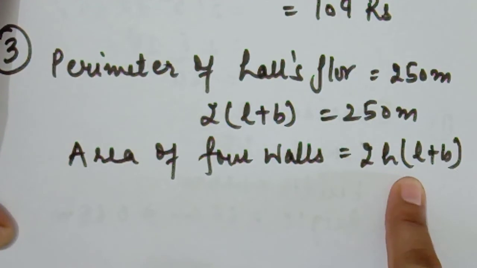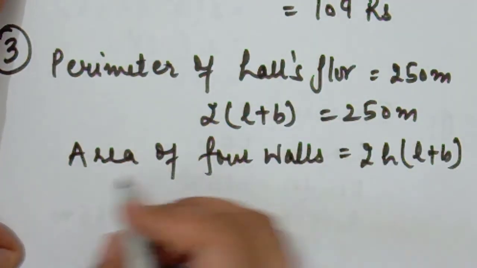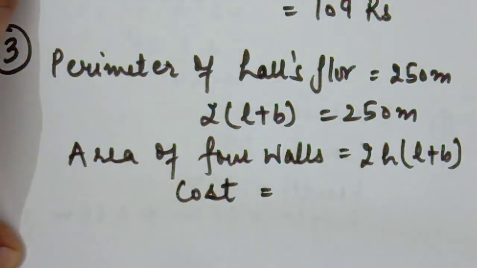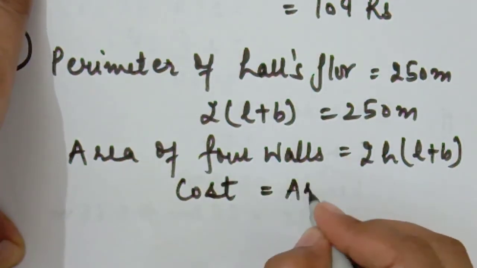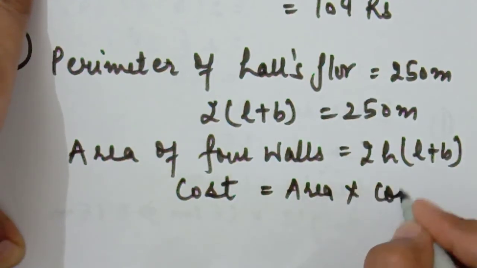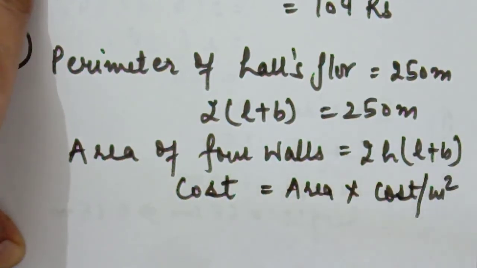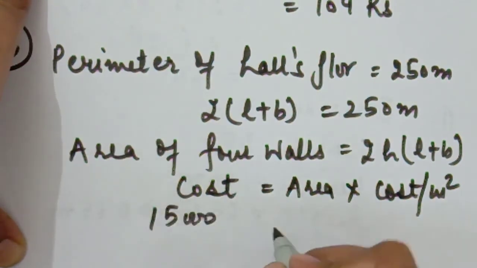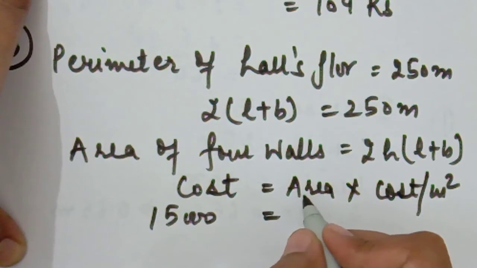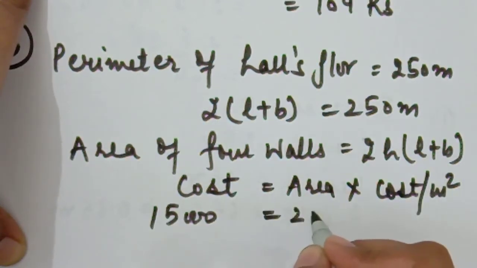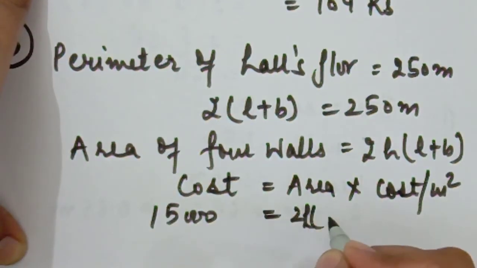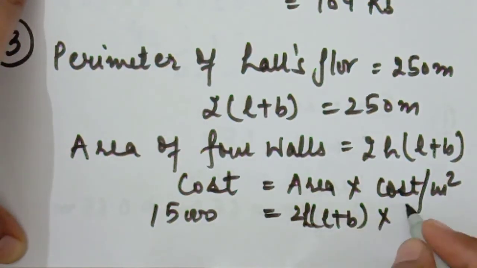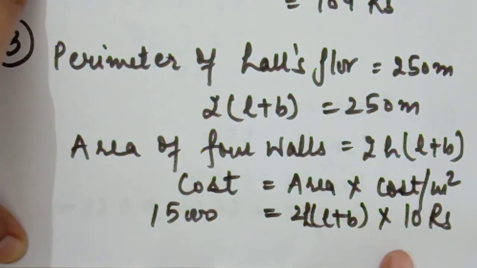Area of 4 walls, we know it very well. We also know how we will find the cost. Cost is the area multiplied by cost per meter square. The cost is already given to us as 15,000. The area we don't know, but it is the area of 4 walls, that is 2H(L plus B), multiplied by the cost per meter square, which is 10 rupees per meter square.